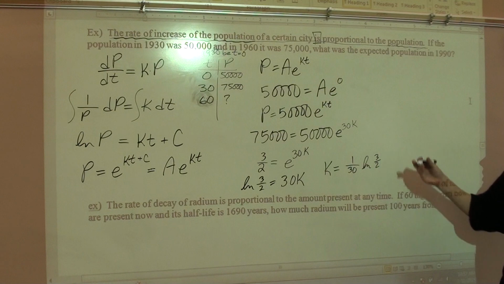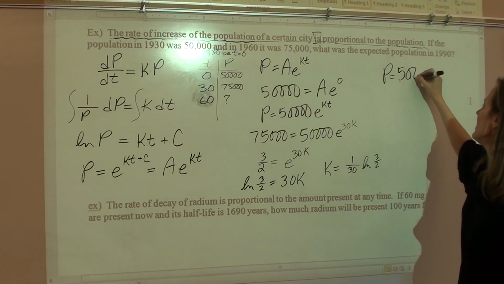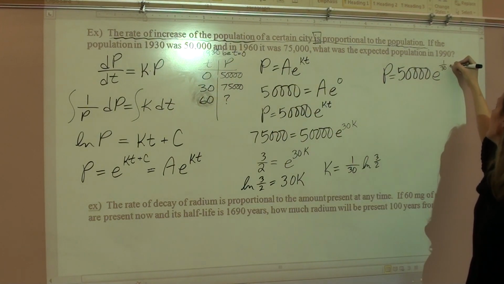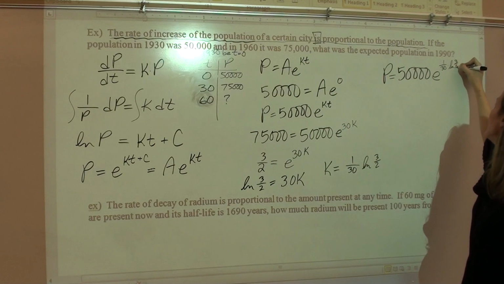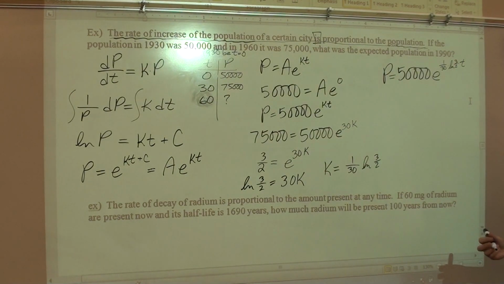Okay? All right, so here's our final function. P equals 50,000 e to the 1/30 times natural log of 3 halves times t. All right, we've got a function. Now we can actually solve the problem. For all of these problems, the final thing of solving the problem is the easiest part. So now how are we going to find out the population in 1990? Plug in a 60 for t.